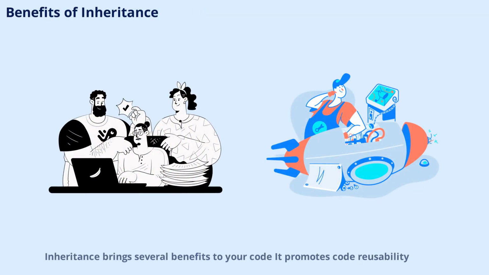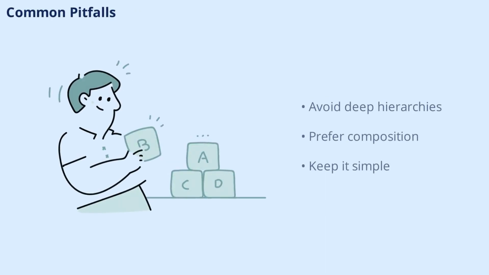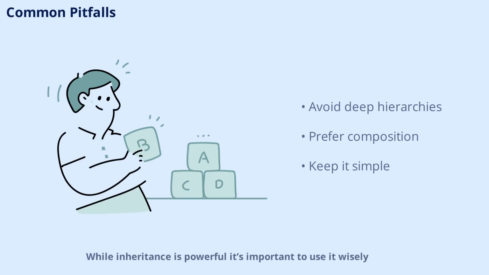Inheritance brings several benefits to your code. It promotes code reusability, reduces duplication, and makes it easier to maintain and extend your applications. By organizing your code into hierarchies, you can model real-world relationships more naturally and efficiently. While inheritance is powerful, it's important to use it wisely. Overusing inheritance can lead to complex and hard-to-maintain code. Always prefer composition over inheritance when possible and keep your class hierarchies as simple and clear as possible.